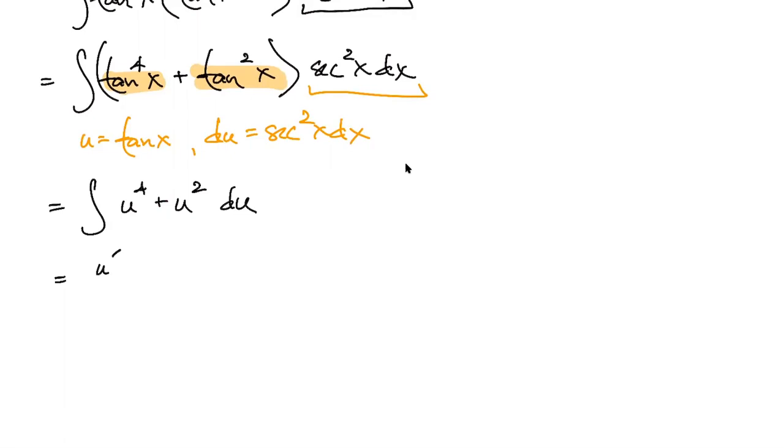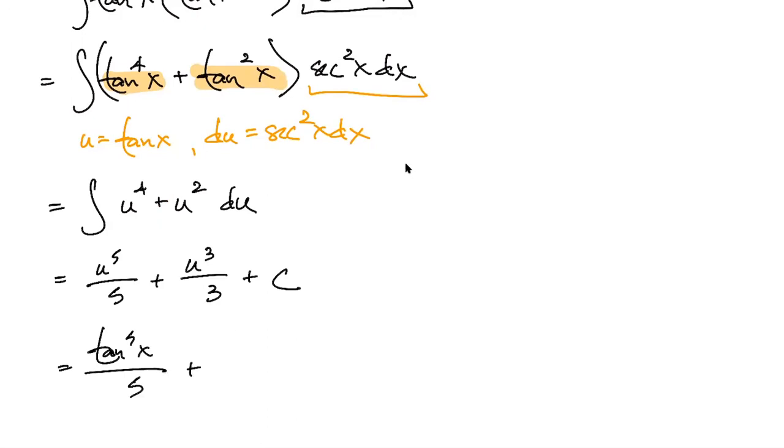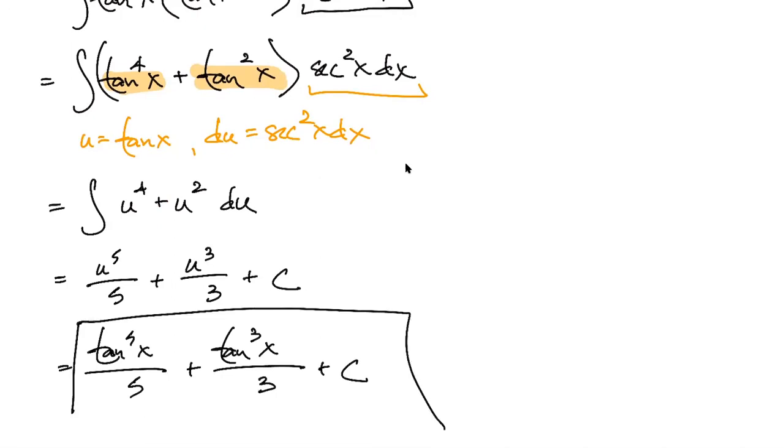So u to the 5th over 5 plus u cubed over 3 plus c. And then our final answer is not going to have u's, it's going to have tangents in it. So tangent to the 5th x over 5 plus tangent cubed x over 3 plus c. Okay.